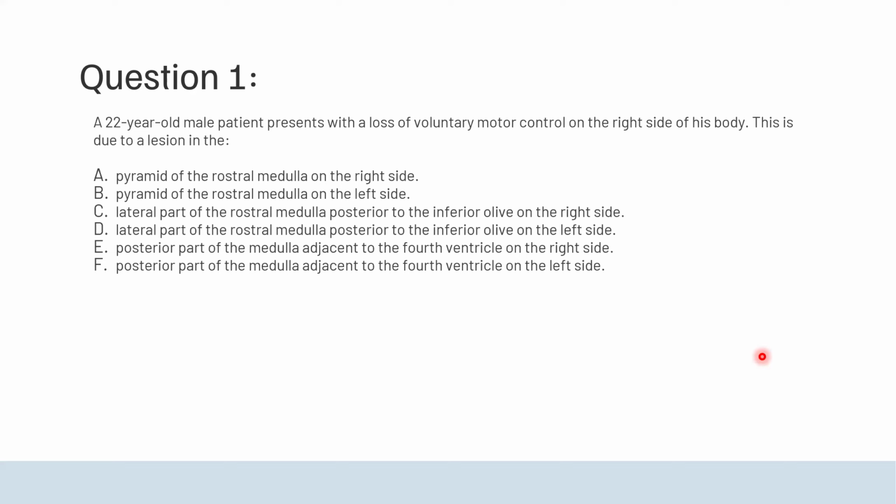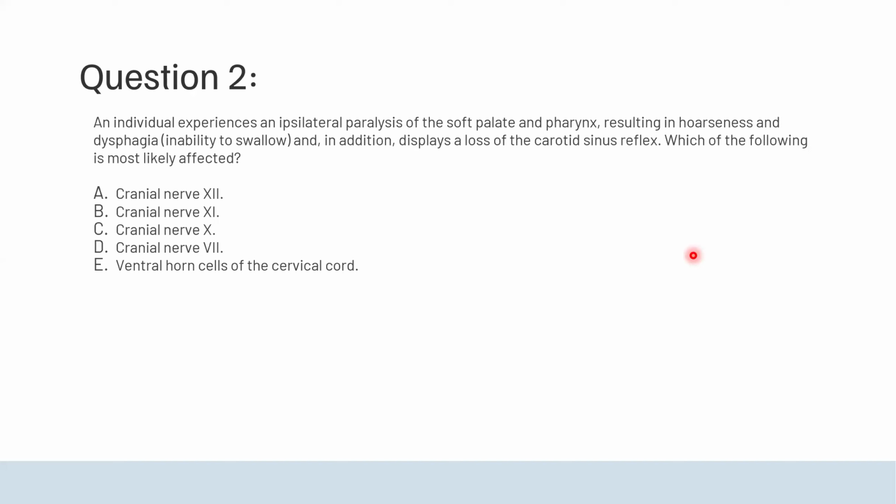This is B. The reason why it's B is because this is the corticospinal tract, right? And since he has a loss of the right side of the body, we're going to be looking at the left side. And where do we have the corticospinal tract? Decussation after this left, because of this left side, we have it in the pyramidal part of the rostral medulla. So the pyramids and the rostral medulla would be after the decussation, so it should be on the left side. Absolutely correct. Next one.